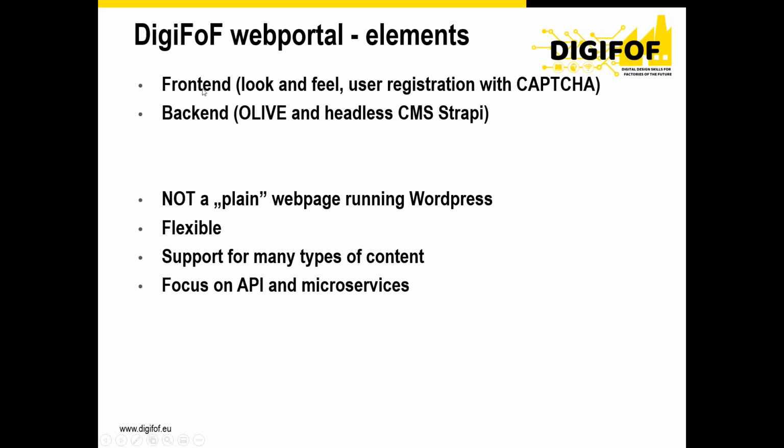The front end. The front end, obviously, defines the look and feel, and how people will be able to register with, for example, CAPTCHA, to avoid bots and spam registrations and things like this that you could expect, but also the backend. And the backend is powered by Olive and additionally by a headless content management system called Strapi. So this is very important.